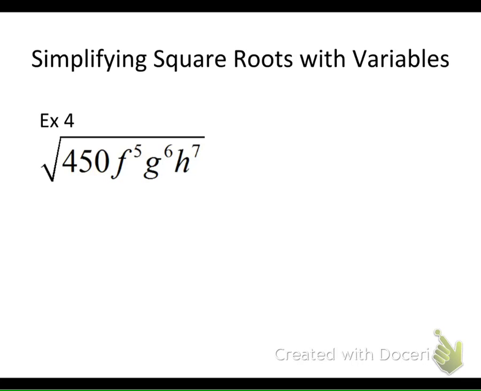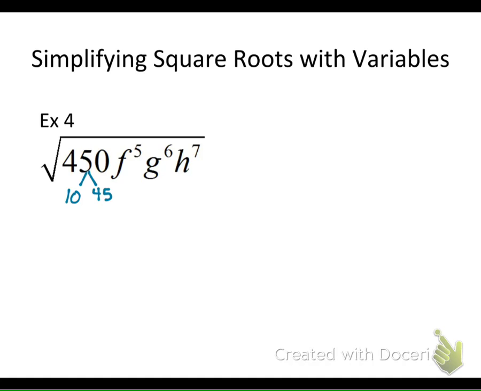Okay, so when I go to factor the radicand, I'm going to think, what two numbers can I multiply together to get 450? Anybody help me with that? 45 and 10. How about 45 and 10?